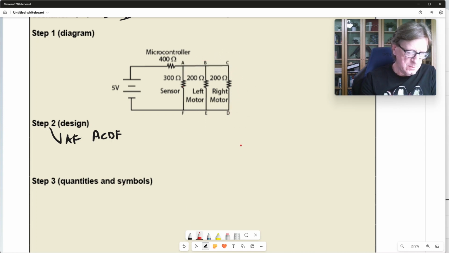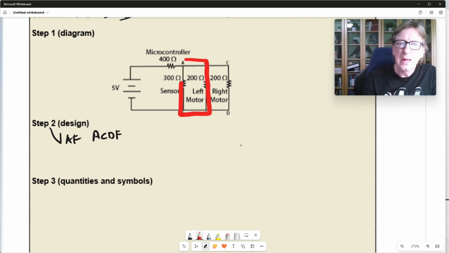All right. Another one that we might use might be A, B, E, F. And you see that while that uses the sensor, it adds in the left motor. So that would probably be one that's going to work for us. So that's going to be A, B, E, F. That's going to be another loop.